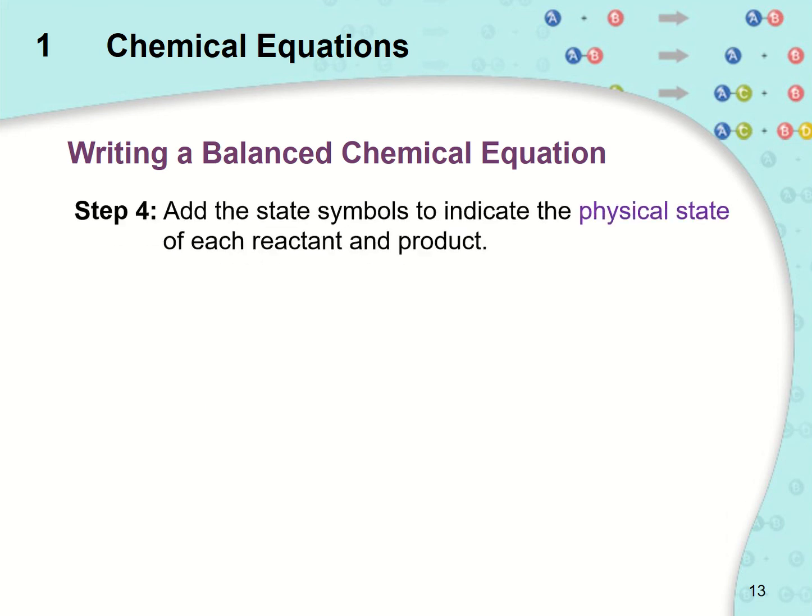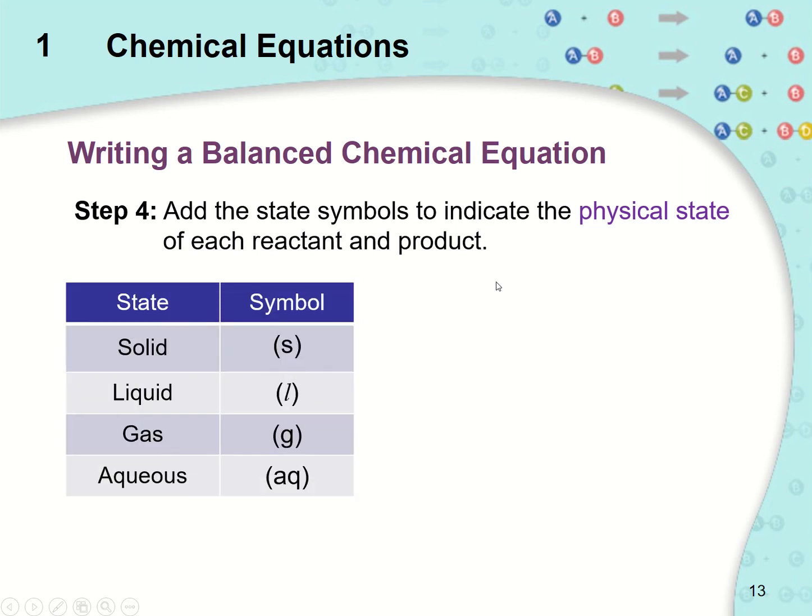Now, if the question asks you to add in a state symbol, you may add a state symbol to indicate the physical state of each of the reactants and products. So these are the state symbols like what I've mentioned before. In this case, hydrogen is a gas, oxygen is a gas, so you can put a bracket G, and then H2O is a liquid, so you just put a bracket L.